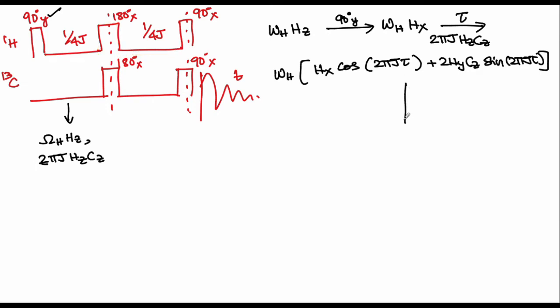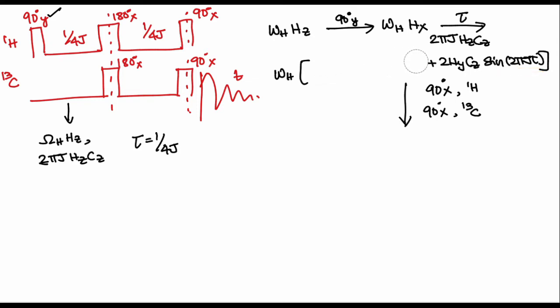The next step that we are going to be doing is to apply a 90-degree pulse along X for proton and a 90-degree pulse along X for the carbon. But we can make our matters easy largely because we have set tau to 1 over 4J. If you set it that way, the cos part goes to 0 because it will be cos pi by 2, and the sine part becomes 1. So overall, you are not going to have the Hx portion and the sine portion will go to 1. So the whole thing can be written in a much smaller form, omega h times 2HyCz.